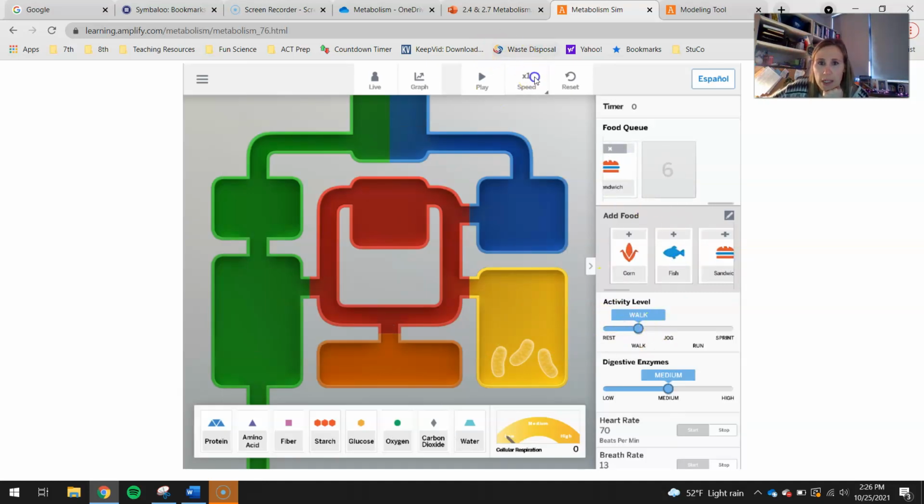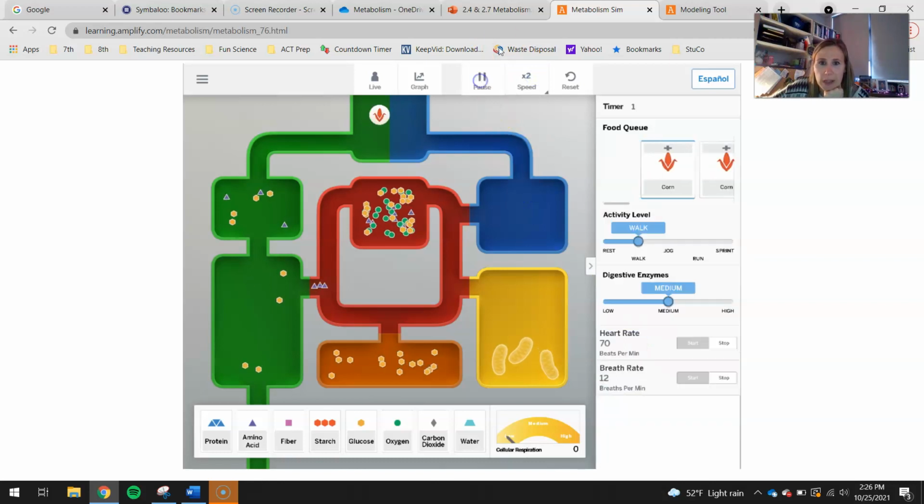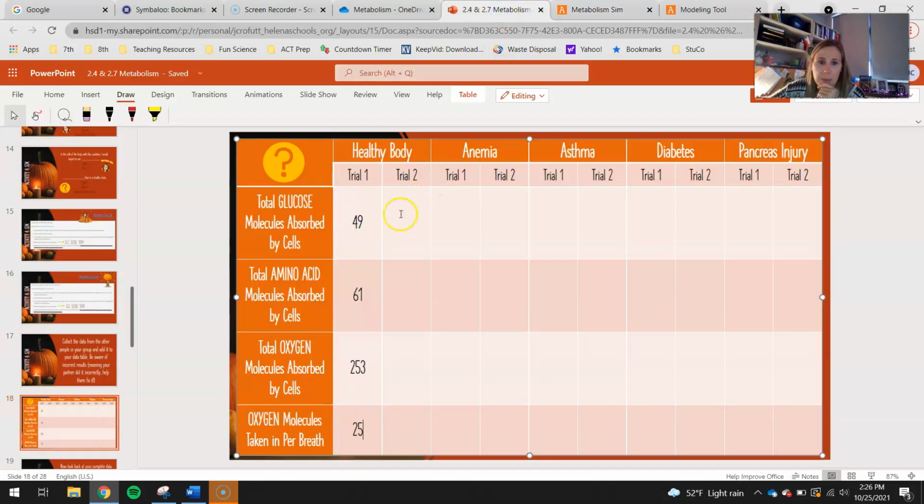Make sure it's set to walk. You guys can speed it up and then hit play. Again, let it run for 200 time units and record your trial 2 right there. I went ahead and did trial 1. You guys can use that same data. I'll leave it in there for you.